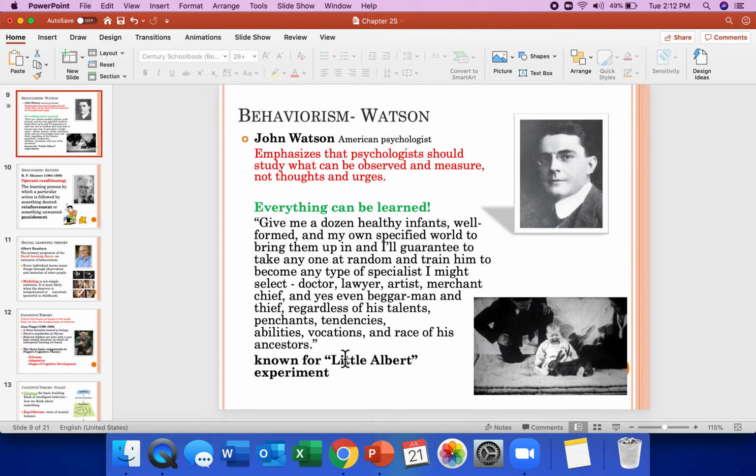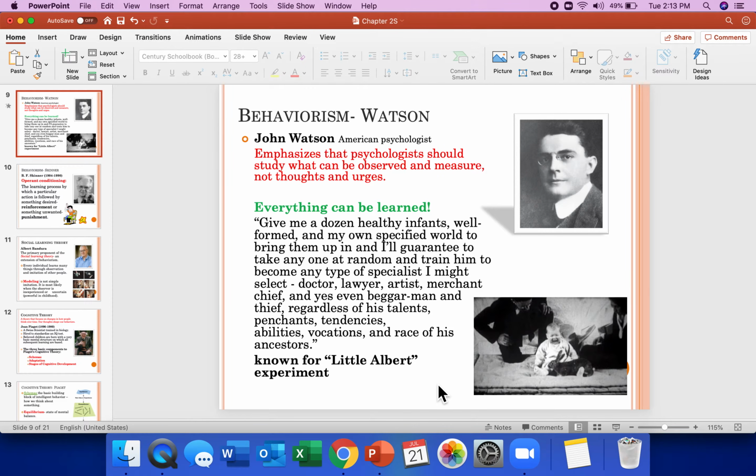He is known for the Little Albert experiment, where he took an infant about 9 to 11 months old who had the natural stimulus of being fearful of loud noises, and the natural love of furry things. Think of a stuffed animal or a house pet. And he started to pair the two together in order to condition Albert to fear animals and furry objects.